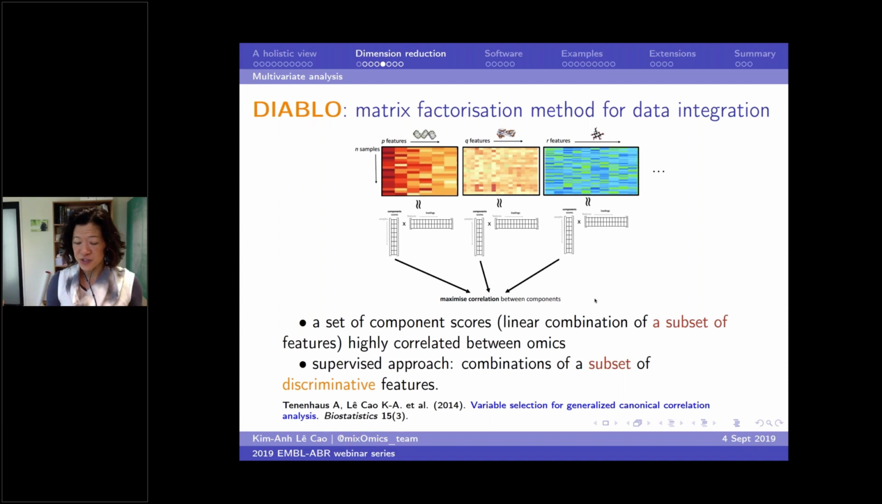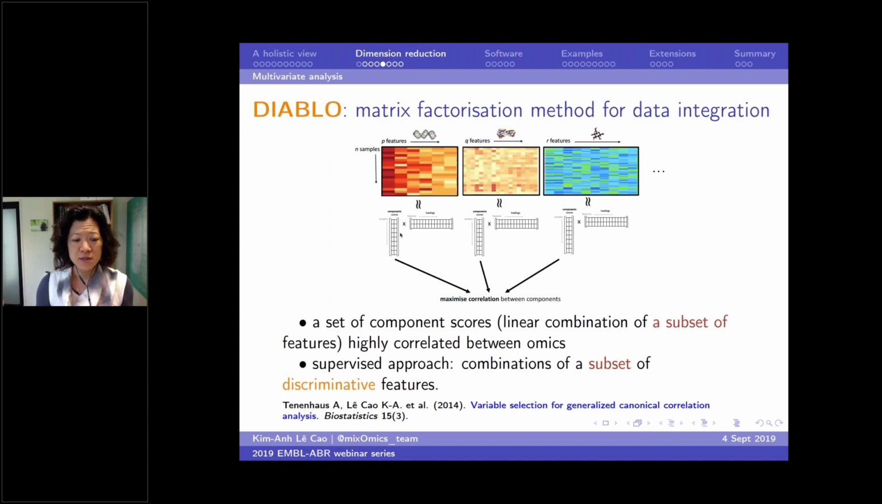And then you can go further than that. And so that's what we've been working on in the past few years, is to say, okay, now we know how to discriminate sample groups in one data set. Can we now integrate all these different types of information? And so the idea is the same. We have now different data sets. You may have transcriptomics, you may have proteomics or metabolomics. They're measured on the same samples.